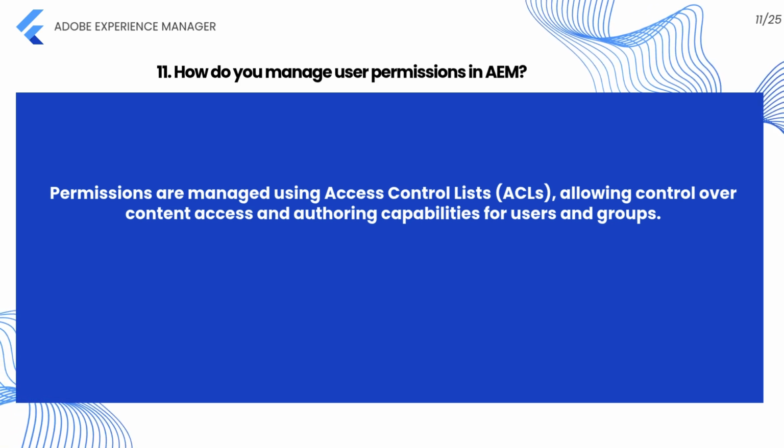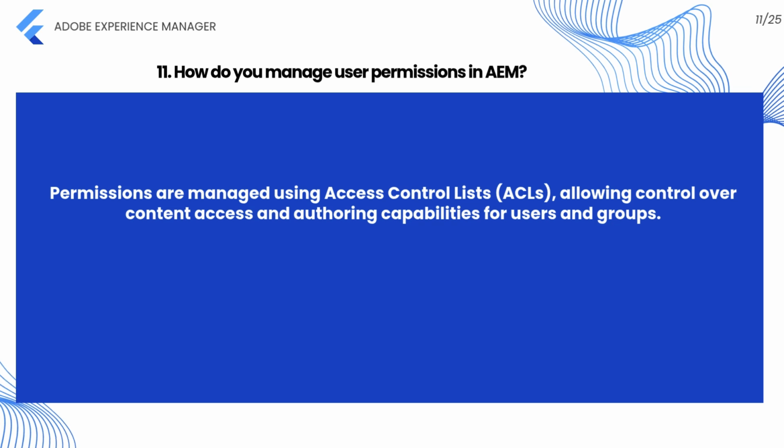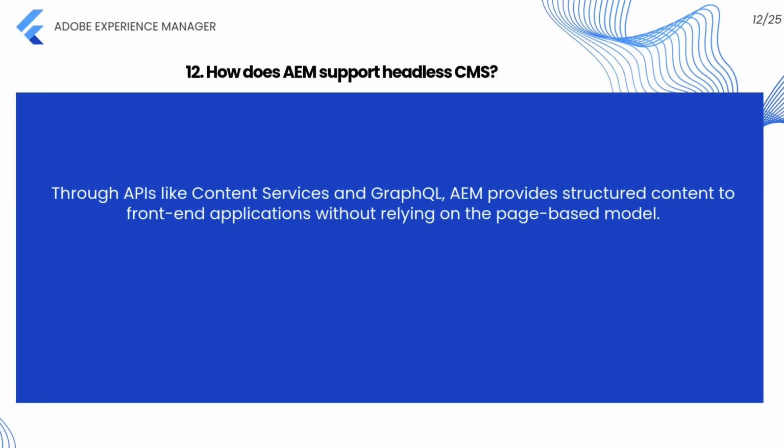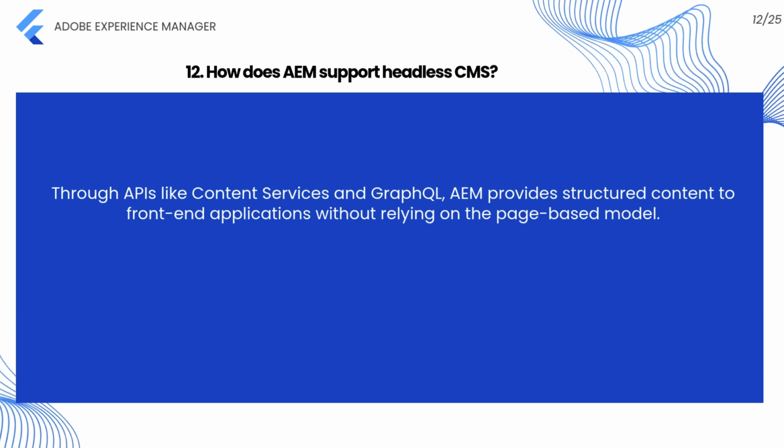How do you manage user permissions in AEM? Permissions are managed using access control lists, ACLs, allowing control over content access and authoring capabilities for users and groups. How does AEM support headless CMS? Through APIs like Content Services and GraphQL, AEM provides structured content to front-end applications without relying on the page-based model.